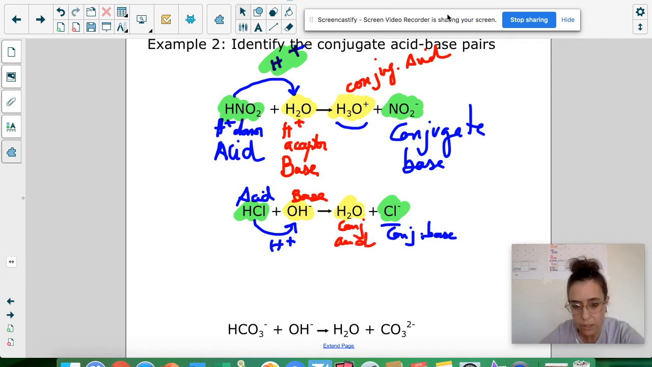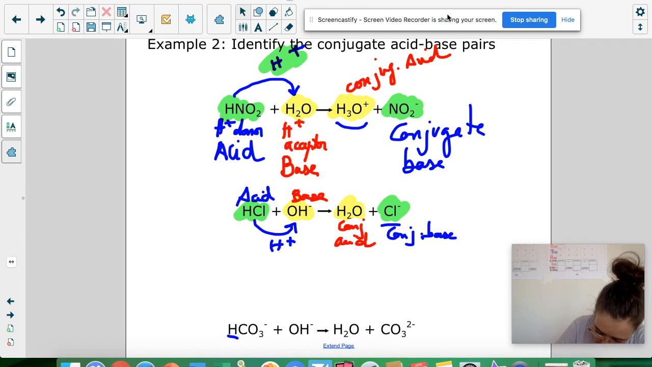And then finally, we have HCO3 negative plus OH negative. They become water and carbonate. Okay, so what has happened here? Carbonate is missing one hydrogen. That means that the HCO3 has given this one proton to the OH. So that means that the HCO3 negative, the bicarbonate as it's called, is going to be the acid. That's the acid, the proton donor. The OH in this case, because it's taking the proton, is the proton acceptor. That's going to be the base.